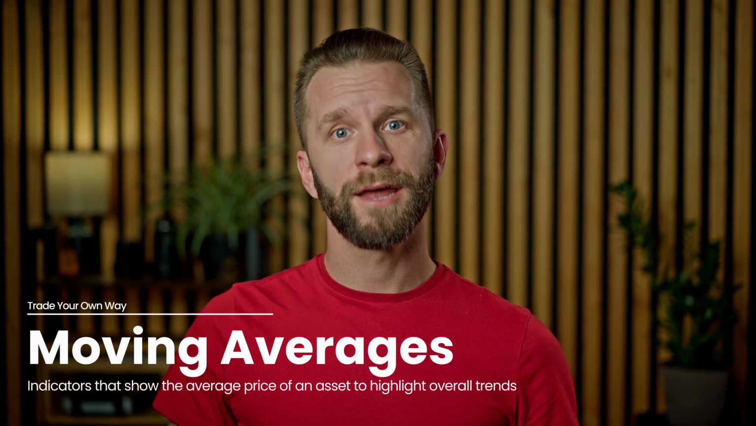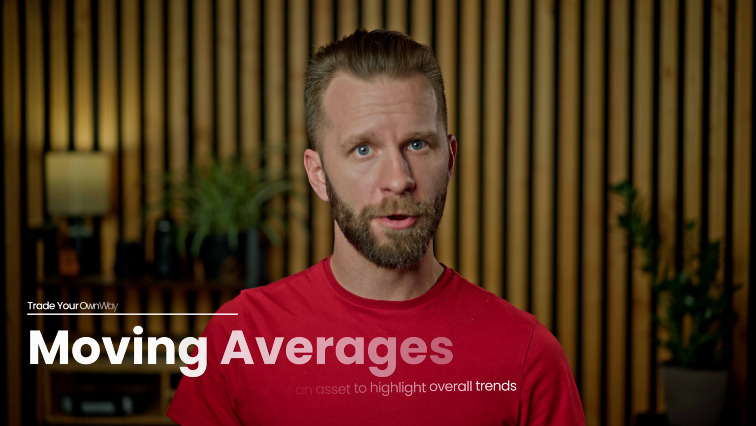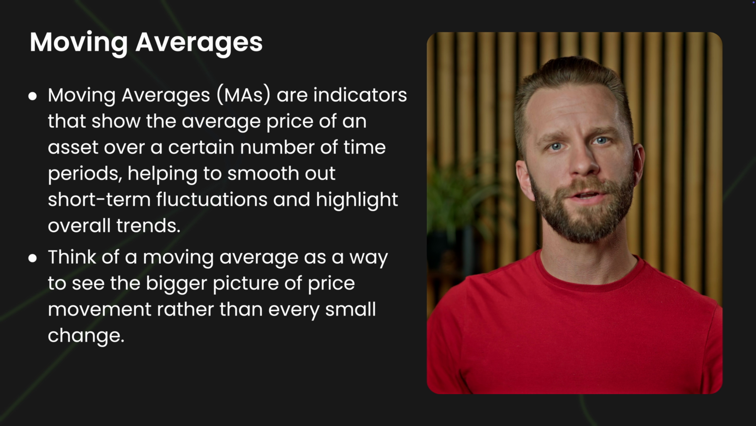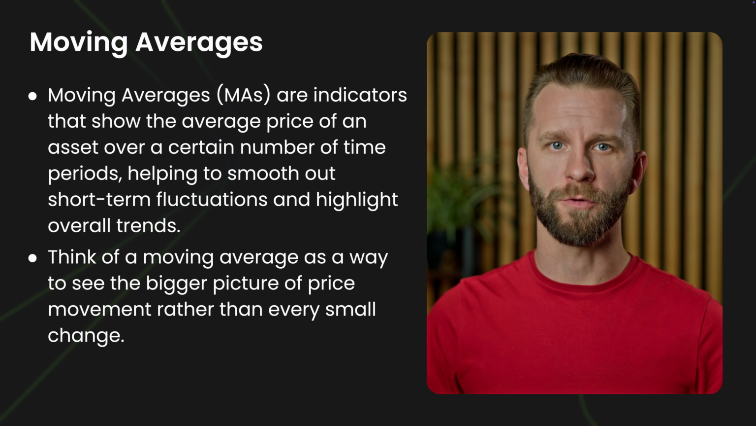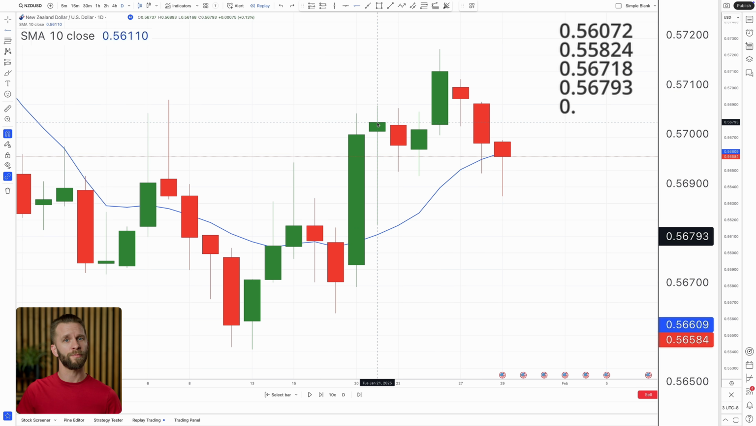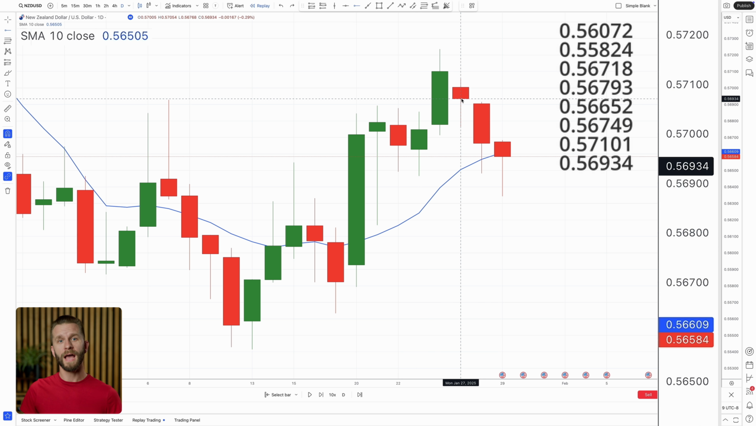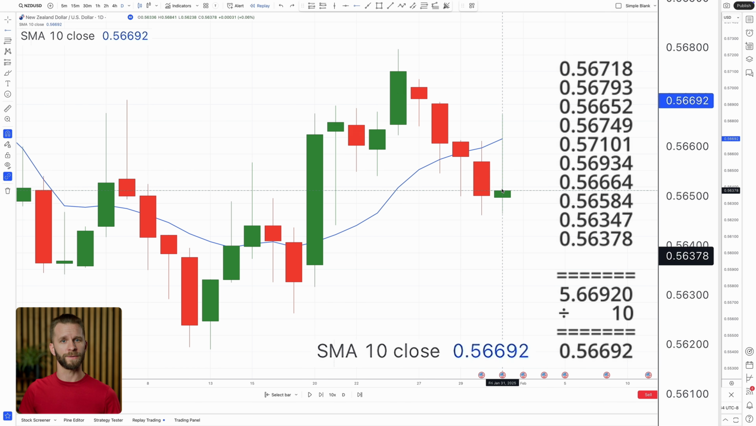Moving averages are indicators that show the average price of an asset over a specified number of periods, helping to smooth out short-term fluctuations and highlight overall trends. Think of a moving average as a way to see the bigger picture of price movement rather than every small change. For example, a 10-day moving average takes the closing prices from the last 10 days, adds them up, and divides by 10 to get an average. Each day, a new data point is added, and the oldest one drops off.